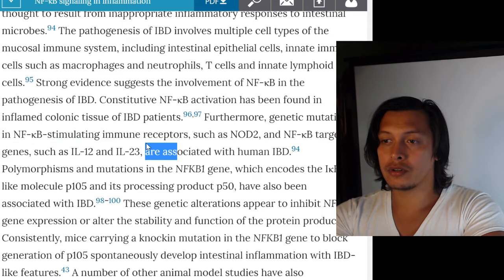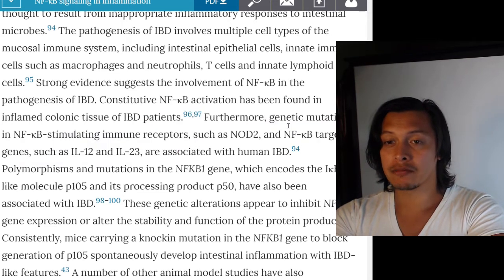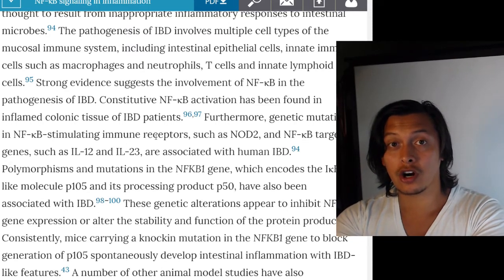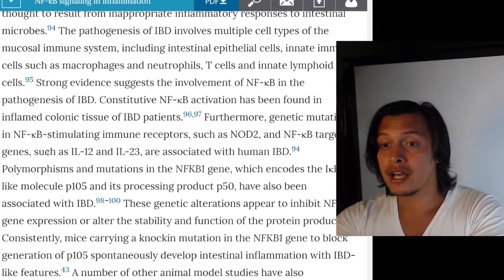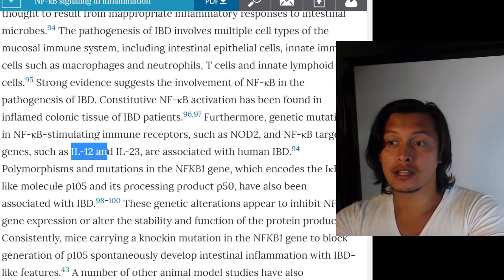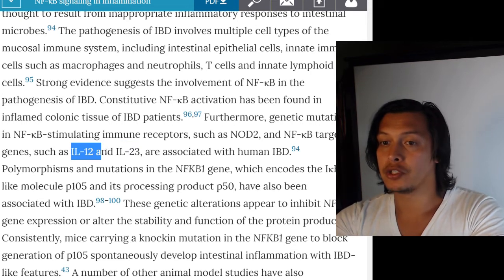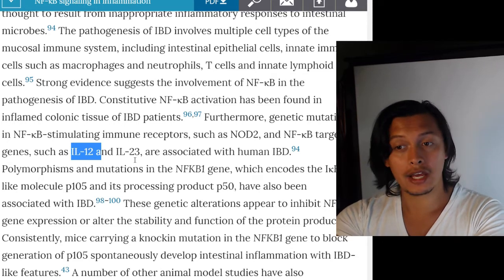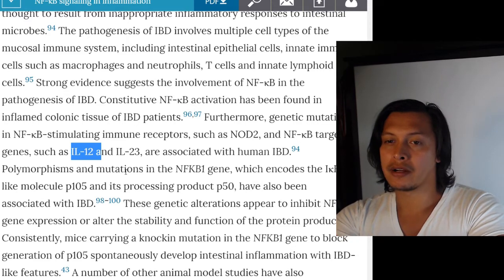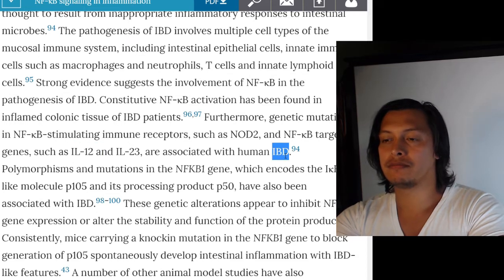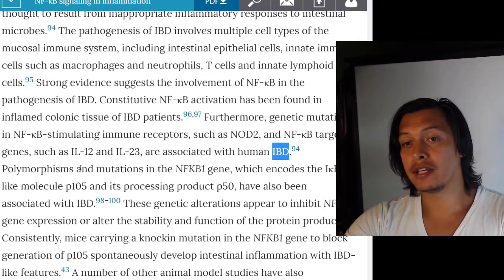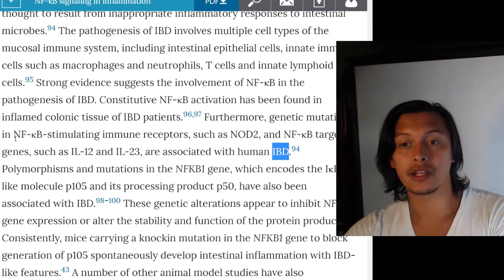So yeah, if you have genetic mutations in the receptors of some of the chemicals that are produced when nuclear factor kappa B is activated, such as interleukin 12 and interleukin 23, and the receptors are mutated so that they are more easily activated by interleukin 12 and/or interleukin 23, you can see some irritable bowel syndrome, not irritable bowel syndrome, but inflammatory bowel diseases. You can see higher rates of that in people who have mutations in the receptors of these chemicals, which come from or are upregulated by nuclear factor kappa B.